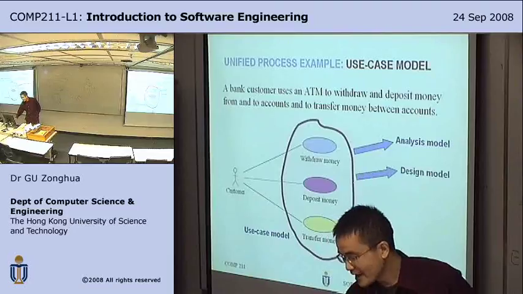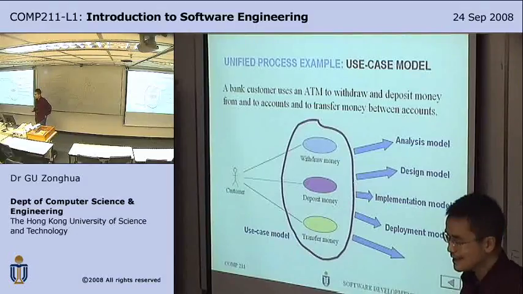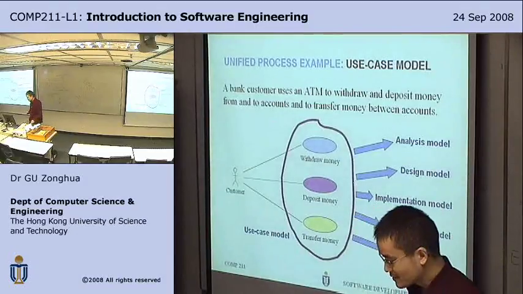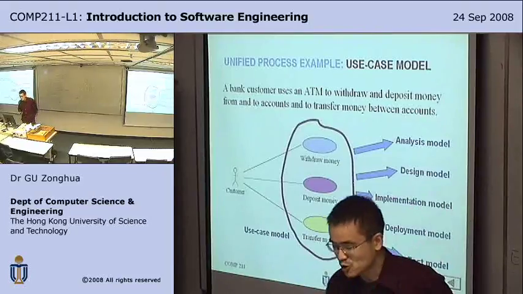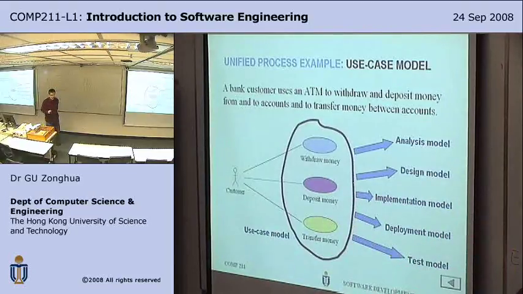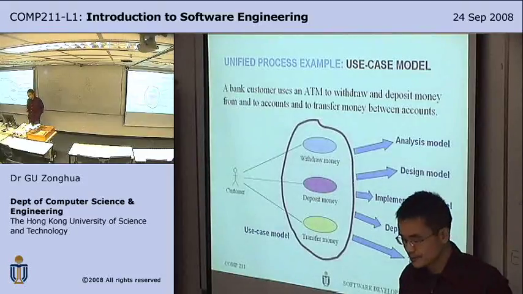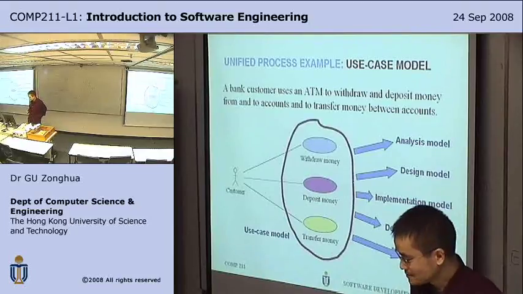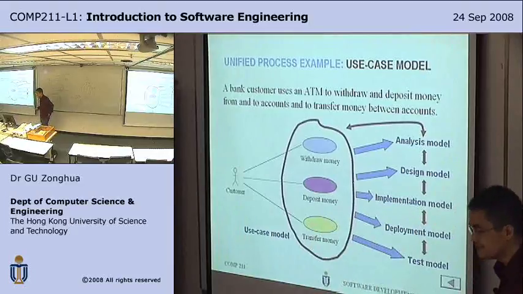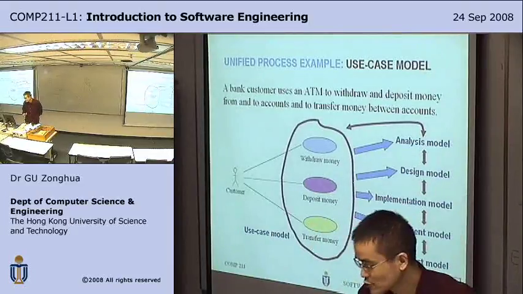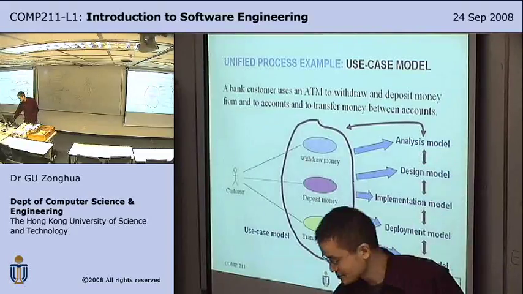From this use case model, you can develop analysis, design, implementation, and deployment models, and eventually test models. That's why we say the unified process is use case driven. You start with the use cases, then you develop the detailed models for each use case, and then you can feed back to the use case model. While you're developing the detailed models, perhaps you discover some new use cases, or perhaps you modify the existing use cases.